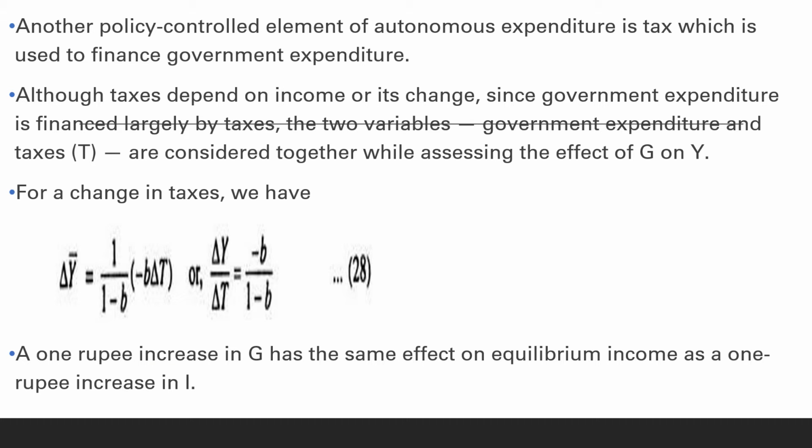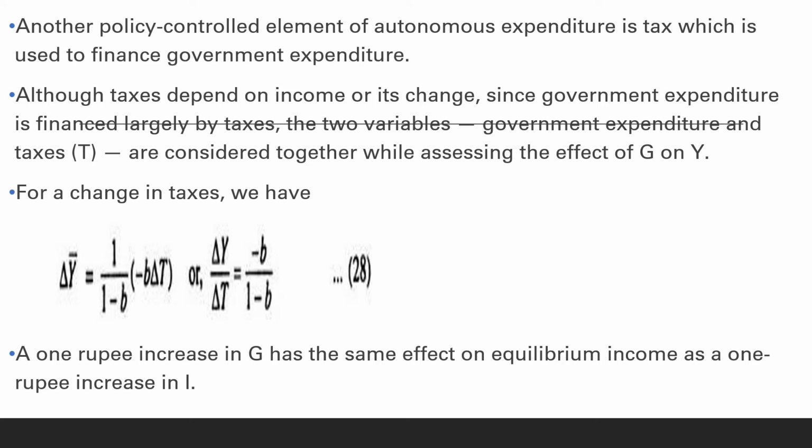Another policy control element of autonomous expenditure is tax, which is used to finance government expenditure. Although taxes depend on income or its change, since government expenditure is financed largely by taxes, the two variables, that is the government expenditure and taxes, are considered together while assessing the effect of government expenditure on income. For a change in taxes, we have delta Y is equal to 1 by 1 minus b into minus b delta T, or delta Y by delta T is equal to minus b by 1 minus b.